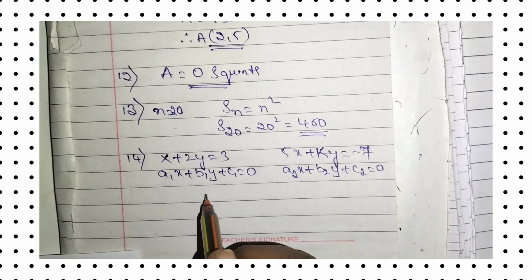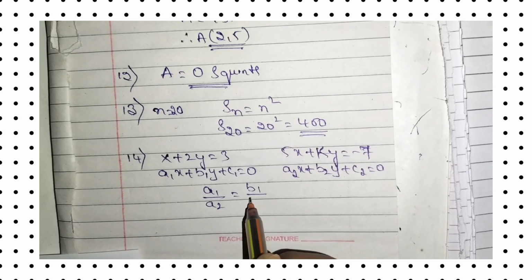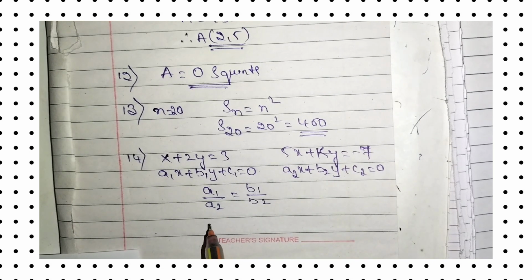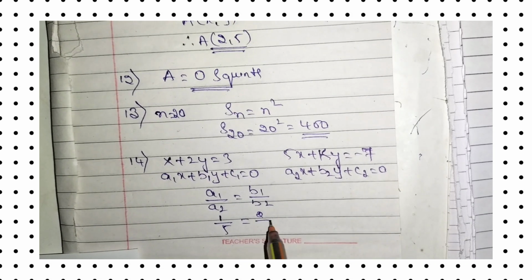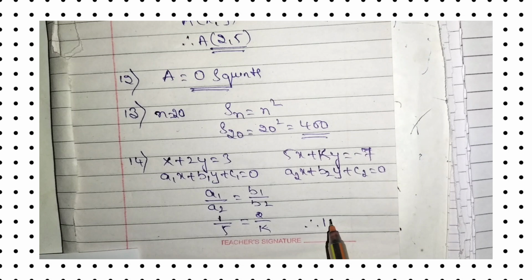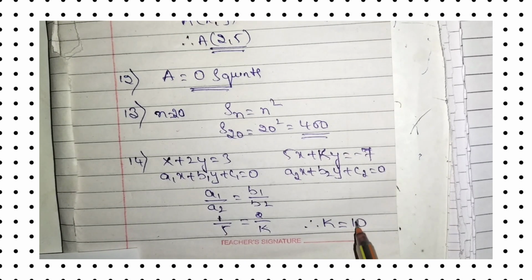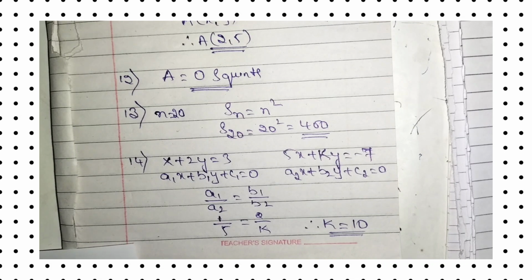For the lines to be parallel, a1/a2 is equal to b1/b2. So a1/a2 is 1/5, which is equal to b1/b2, that is 2/k. Cross multiply, k into 1, therefore k is equal to 5 into 2, which is 10. Therefore, the value of k is equal to 10.